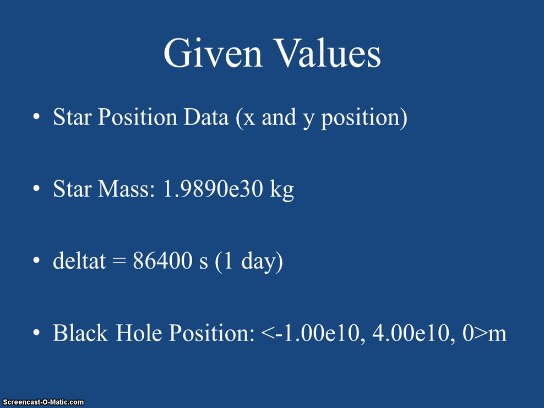The values given to us start with the star's position data file. This file gives us the x and y position of the star as it orbits the black hole. The time between each set of points is 1 day, or 86,400 seconds, as shown in the third point. The star's mass is given at 1.989 times 10 to the 30 kilograms, and the black hole's position is also given.